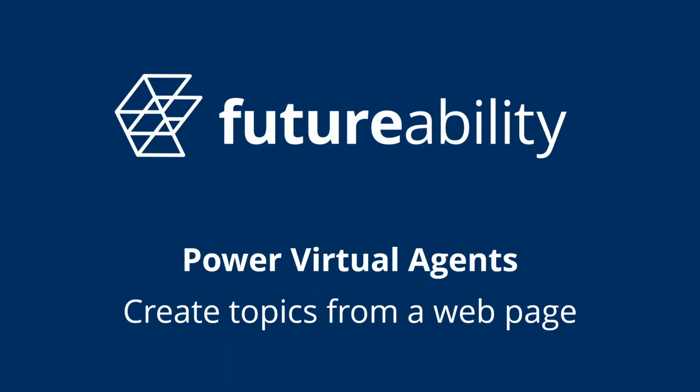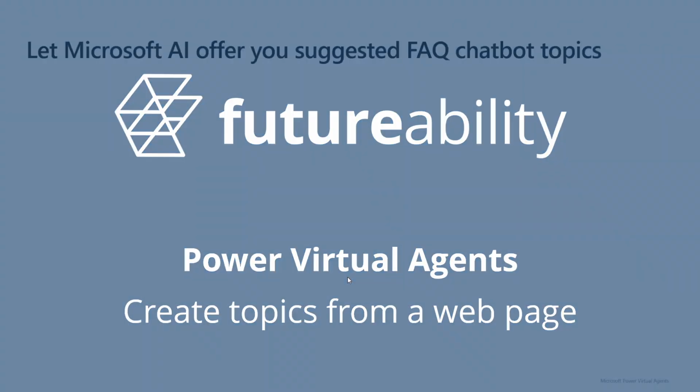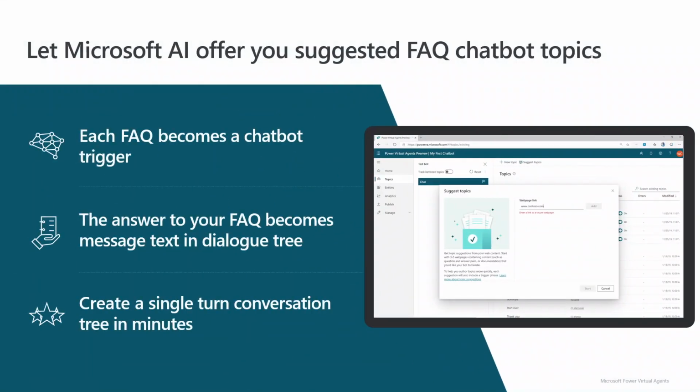In this session, we're going to talk about creating topics from an existing web page. So how this works is you provide a link to a frequently asked question page, and then Microsoft will ingest those Q&As, and it will use various methods of artificial intelligence to work out what topics there should be for those FAQs. And it's a good starting point.